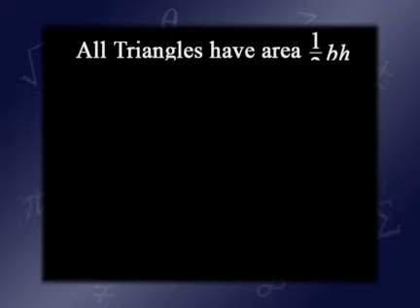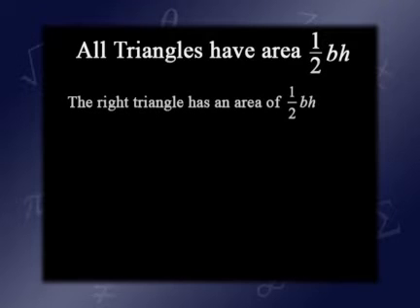We will show that the area of any triangle with a base of length b and a height of length h has an area equal to 1/2 bh. In other words, the area of any triangle is 1/2 times the base times the height. Let's prove that. We can prove it easily for right triangles, right?